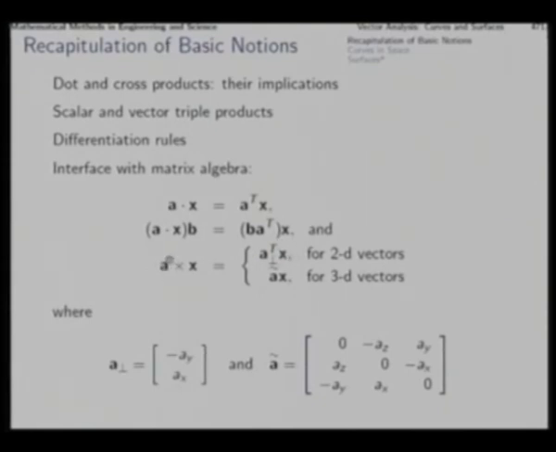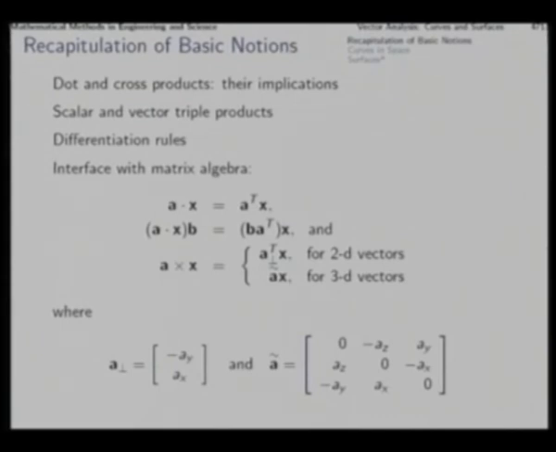In the case of 3D vectors, if a and x are 3D vectors, then a cross x can be represented through this matrix vector multiplication, where a tilde is a 3 by 3 skew symmetric matrix with elements of a, that is ax, ay, az, arranged in this manner. So, quite often in simplifying complicated expressions involving vector algebra notions into linear algebra formulation, these relationships will help you.